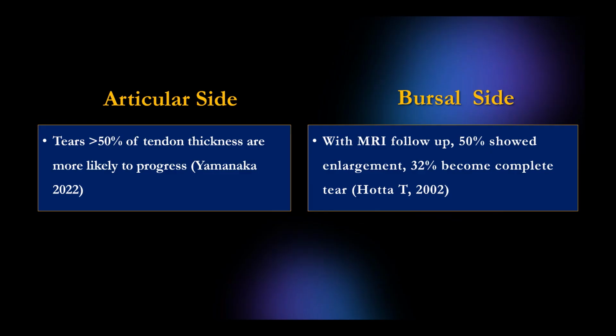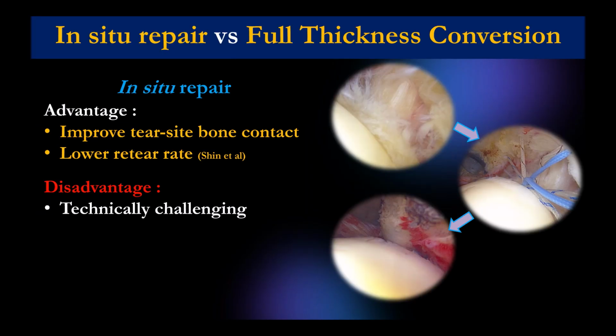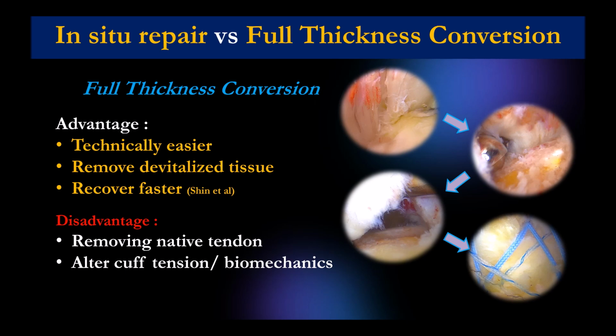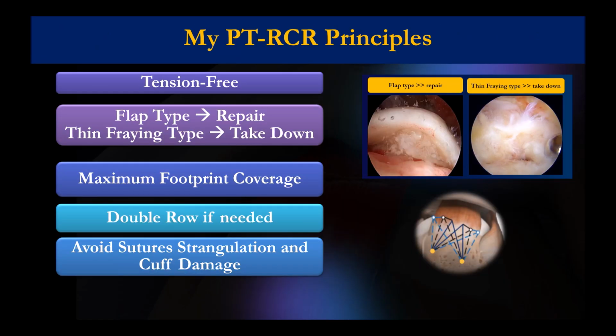So if the tear is more than 50%, I need to do something. There are two ways. You can do an inside-out repair, or you can do a transtendon repair, or you take down the PASTA. Okay. So for me, nowadays, if the patient is young with good quality tendon, I try to save the rotator cuff on the bursal side.